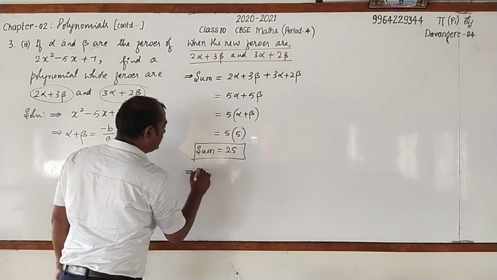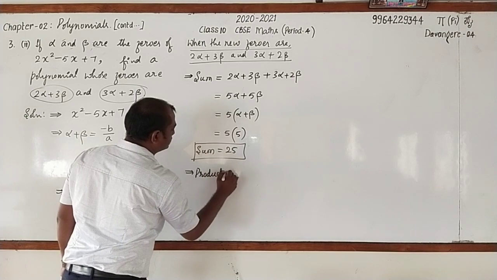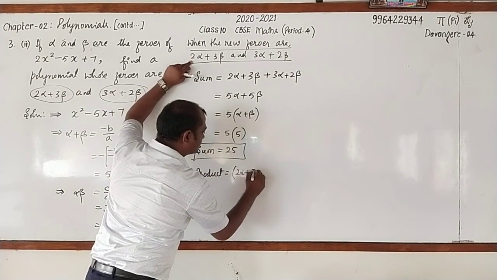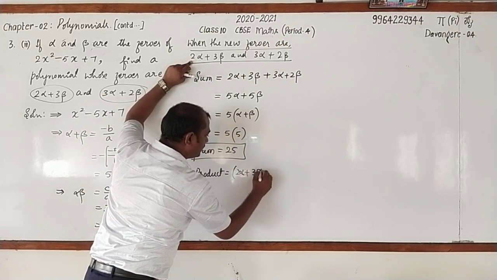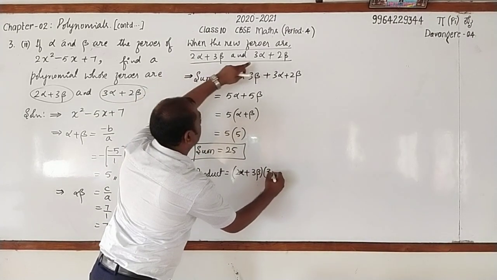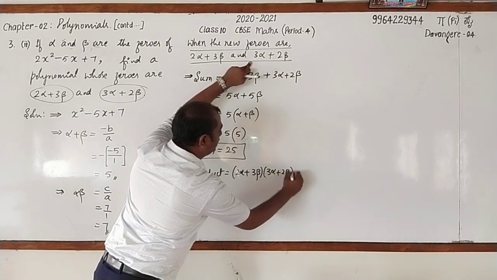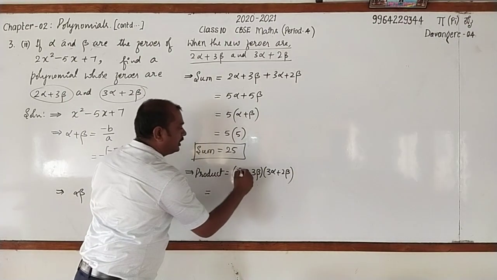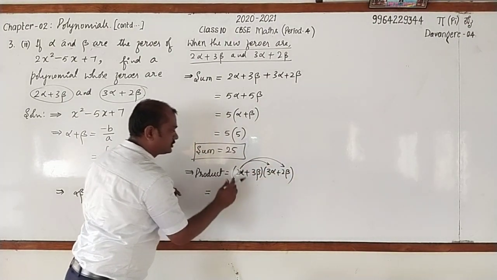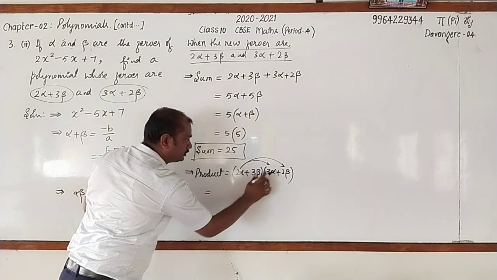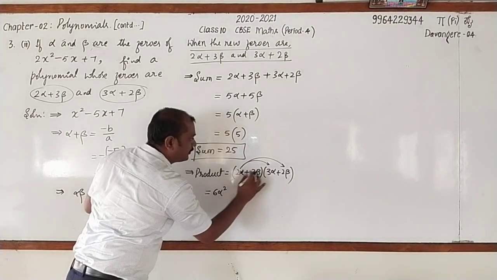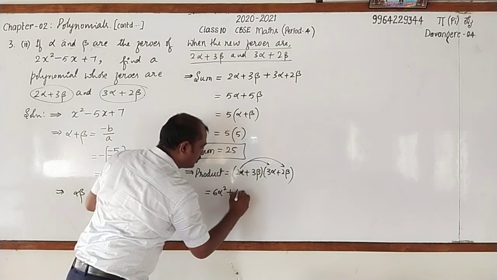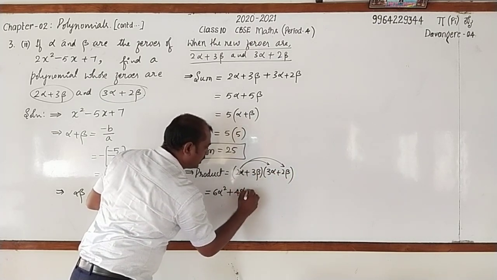Next, we need the product of new zeros. New zeros are 2 alpha plus 3 beta into 3 alpha plus 2 beta. This is equal to, from here I am writing. Now multiply 2 alpha with both the terms. 2 alpha into 3 alpha, 2 3s are 6, alpha into alpha, alpha square. 2 alpha into 2 beta, 2 2s are 4, alpha into beta, alpha beta.